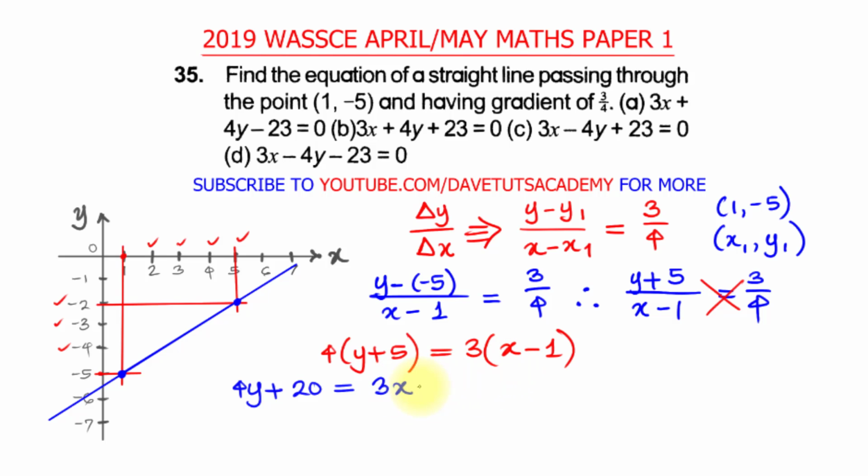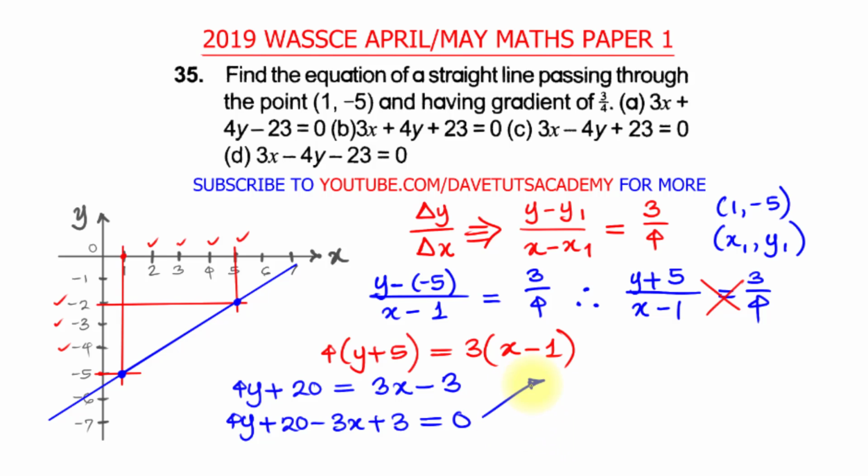and 3 times -1 is -3. Looking at the format of the options that we are given, everything is on the left hand side, so we can move everything to the left hand side. We are going to have 4y plus 20 minus 3x plus 3, that's going to give us 0. If we simplify this and we choose to write x first, we can say this will give us something like this.